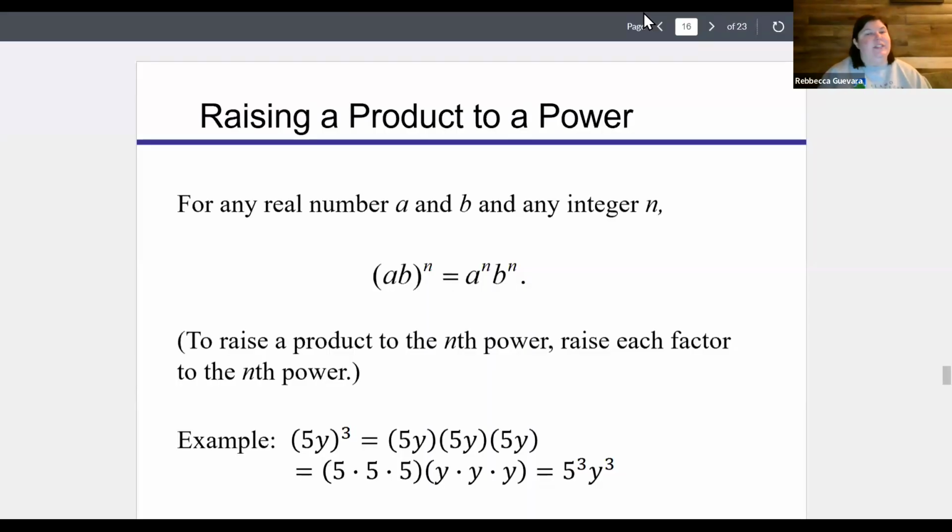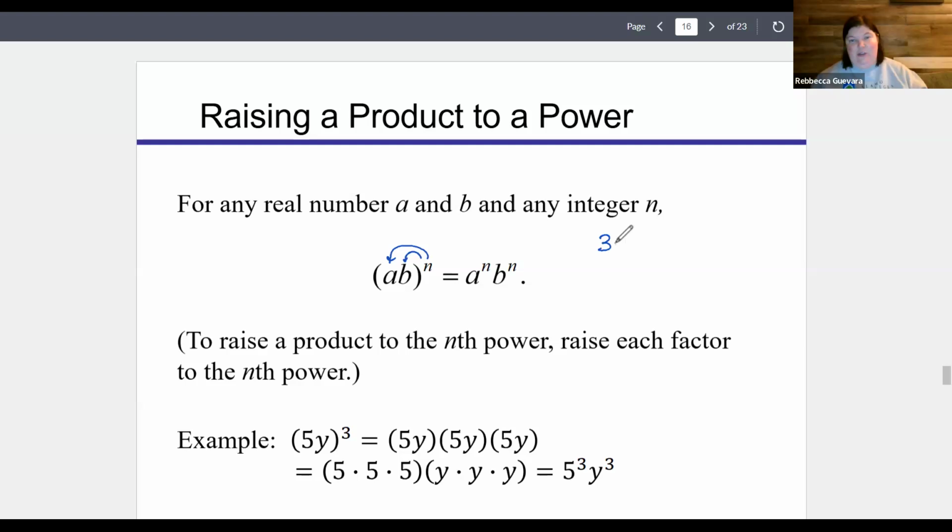All right, so raising a product to a power. This one we kind of already touched on back when we were looking at the product rule. For any real numbers a and b and an integer n, if we have a times b raised to the power of n, well, basically we can distribute that power across and we have a to the n times b to the n. So I do have an example here, but I'll write another one off to the side.